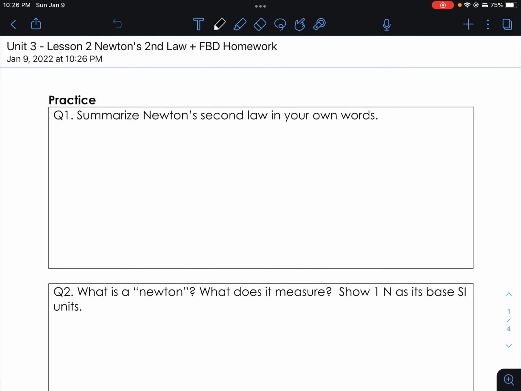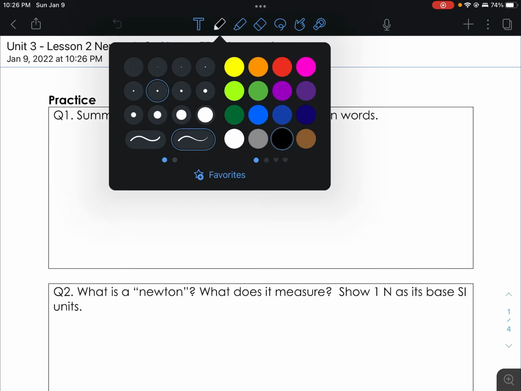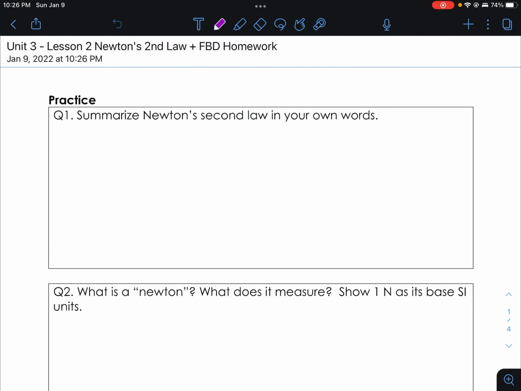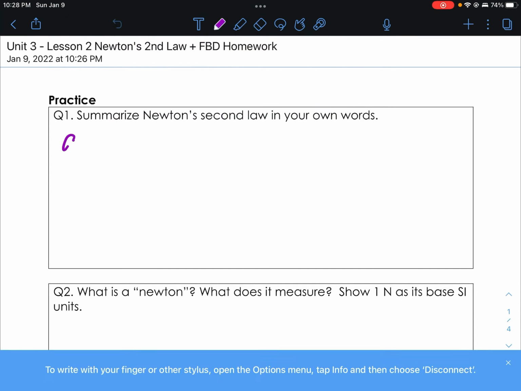All right, so this is the Unit 3 Lesson 2 homework, and I am just going to go through my answers. Summarize Newton's second law in your own words. Obviously, you can have this written however your heart desires. But basically what Newton's second law says is that acceleration is equal to force divided by mass. The other way we see it is F equals ma, but this first one is actually what Newton said originally.